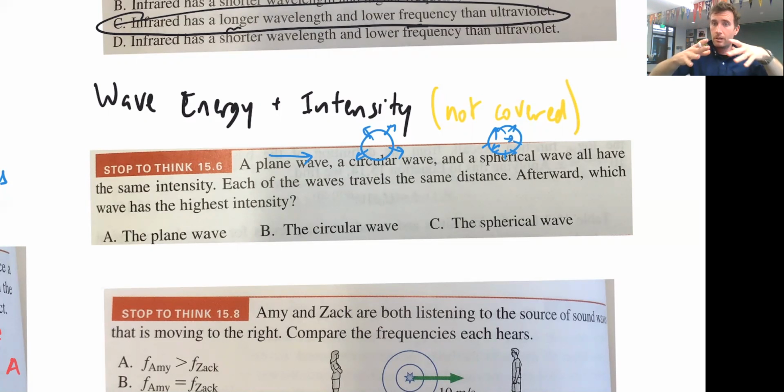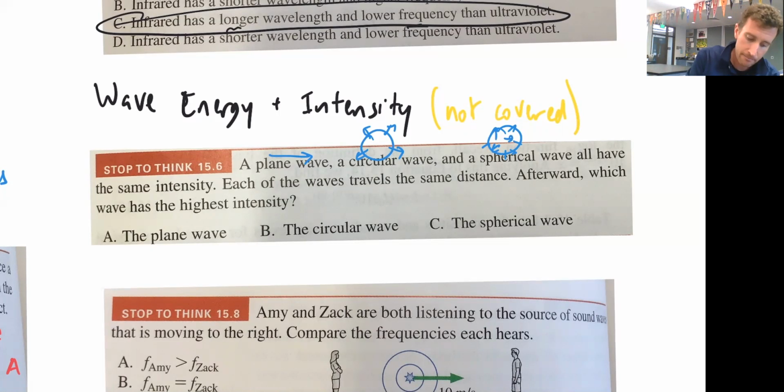A circle goes out and it'll slowly get less and less as it goes further and further out, like on a pond, if you drop a pebble. And then the plane wave should stay the same intensity the entire time because it's going just on a straight line. So it should just keep going without friction, the same intensity the whole way.